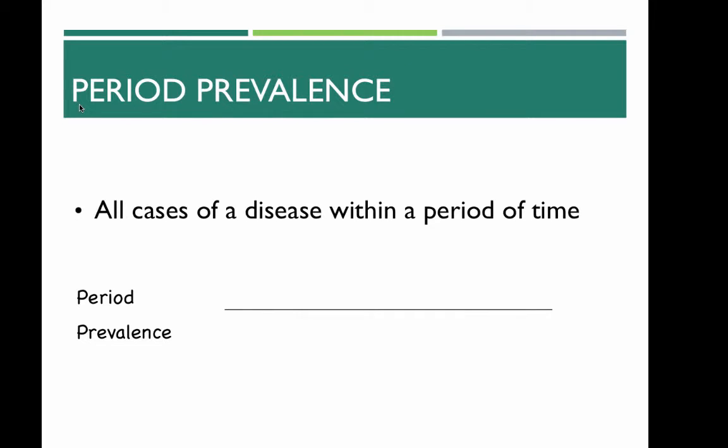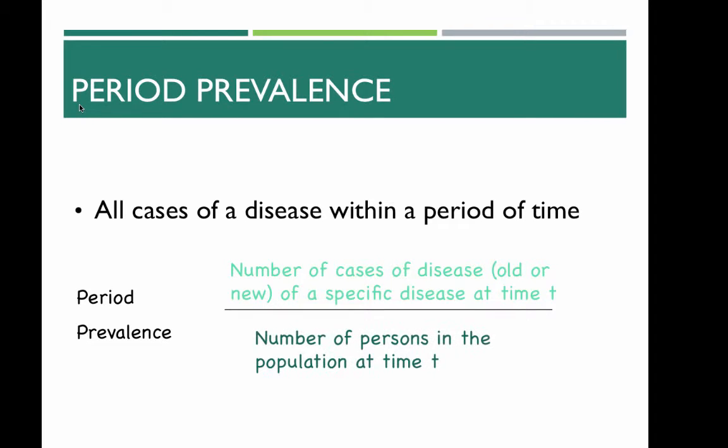So period prevalence is just a little bit different. Period prevalence is sort of asking the question about how many cases of disease within a certain period of time. So period prevalence is defined as the number of cases of a disease, old or new, of a specific disease at a certain time, and the number of people in the population at that time.